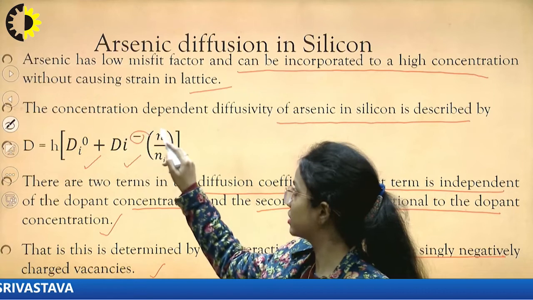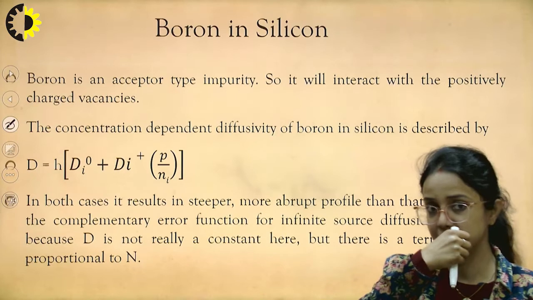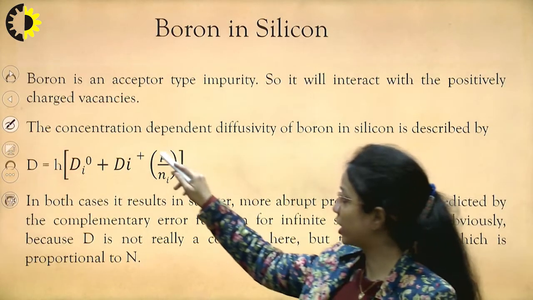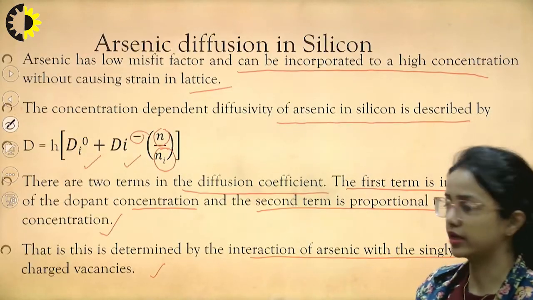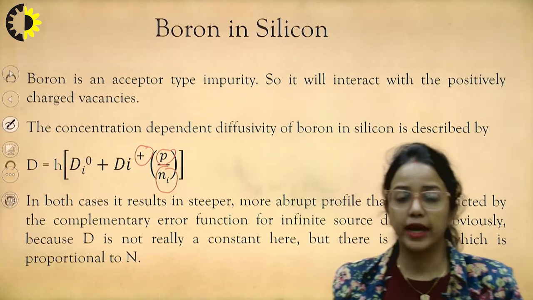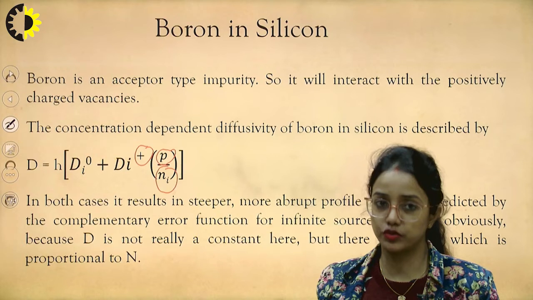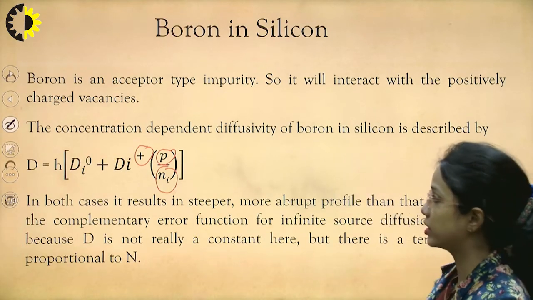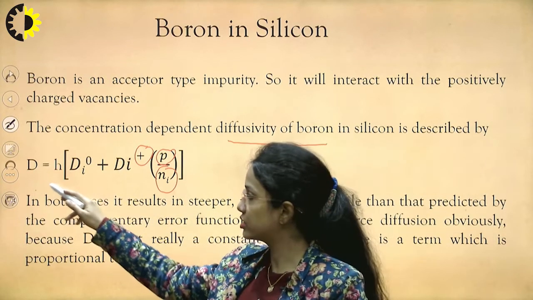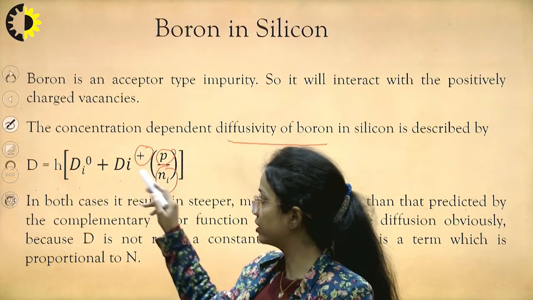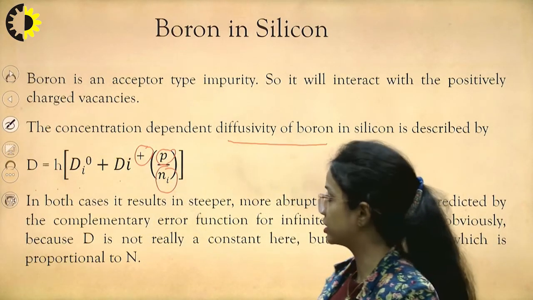Here we had n by ni, where i represents intrinsic. Here we can see an acceptor impurity, and hence we have the plus sign, p by ni. At that place we had n by ni. Boron is an acceptor type impurity, so it will interact with positively charged vacancies. Therefore the concentration dependent diffusivity of boron is given by D equals D0 plus D plus, this is the plus sign for acceptor type, times p divided by ni.